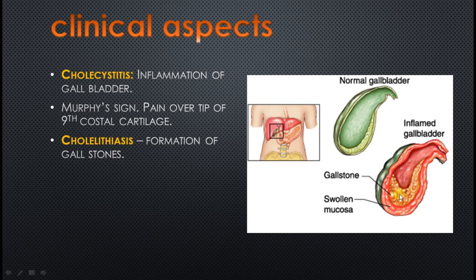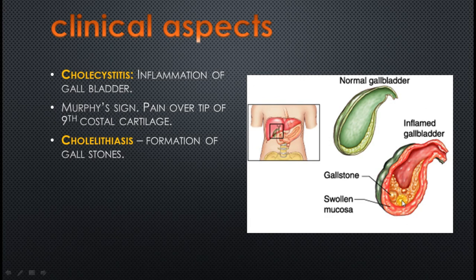Formation of gallstones is called cholelithiasis, and it is believed to be more common in fat, fertile females who are above 40. The 4 F's: 40, fatty, fertile females are more prone to this. Gallstones are also formed due to other factors like certain contraceptives; estrogen hormones also influence the formation of gallstones.